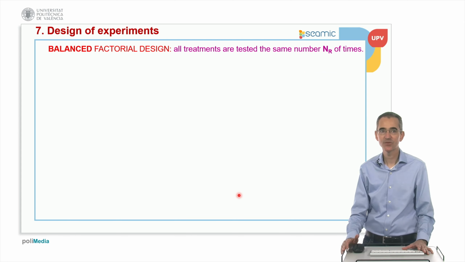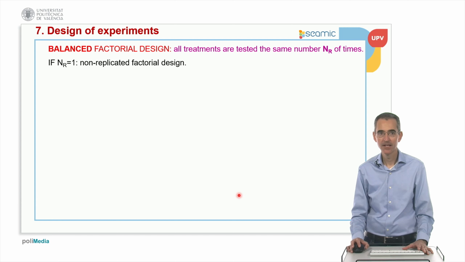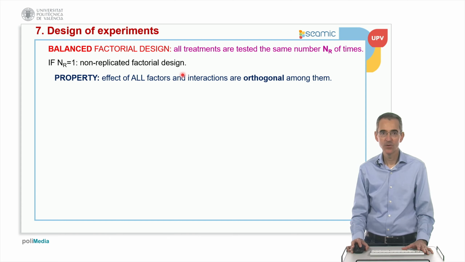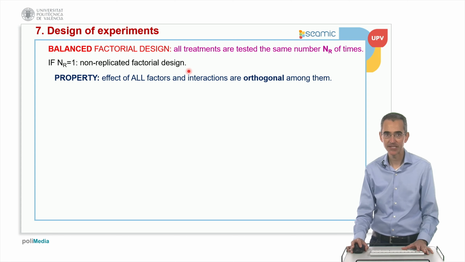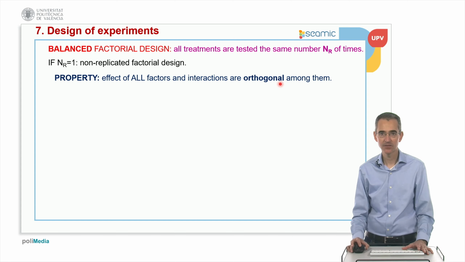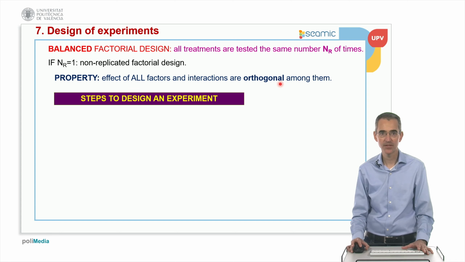Another concept is the balanced factorial design. It is when all treatments are tested the same number of times. If this value is 1, we say a non-replicated factorial design, as in the previous example. One property of this kind of design is that all factors and interactions are orthogonal among them. Now I will explain this concept of orthogonality, which is very important.